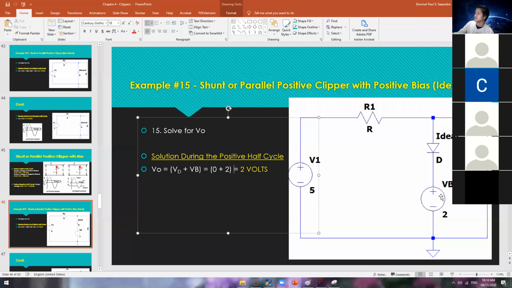So it will conduct current at the maximum voltage of our VB, or at a maximum voltage of this circuit. So this one will become 2.7 if ever this one is non-ideal. But since this one is ideal, so your diode is 0. Okay, so as a result, we only have 2 volts for the positive half cycle.